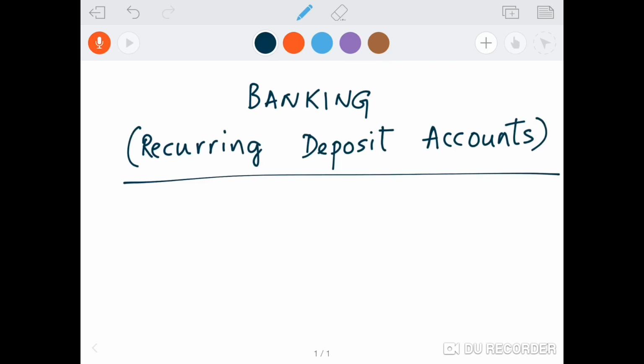Today what we'll be doing is going to be a very simple chapter. This is recurring bank accounts, which comes under the banking chapter, which is chapter 2 in your textbook. Now before I start with this chapter, I'll just explain what recurring bank deposits are going to look like.